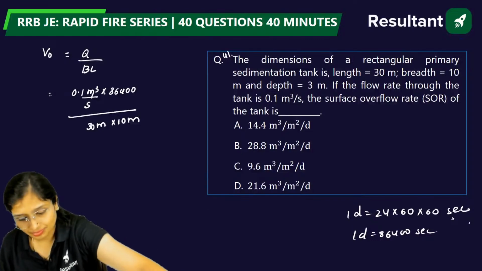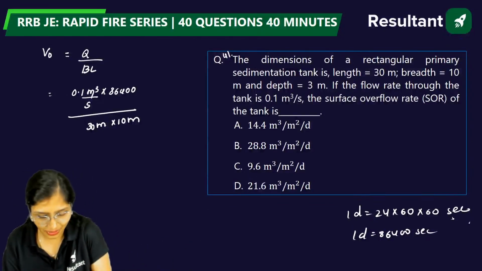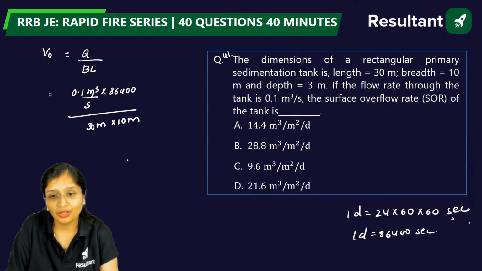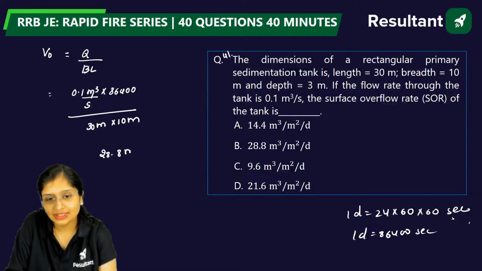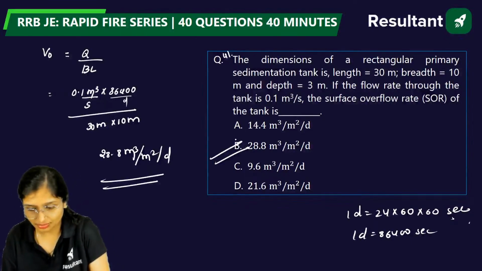Quickly solve and tell me the answer. I'm using a calculator, you can do it manually. Now don't say, ma'am, why are you using a calculator. I don't have to give the exam, you have to give it. The answer is 28.8 meter cube per meter square per day. I have converted the second into day. So B is the correct answer.